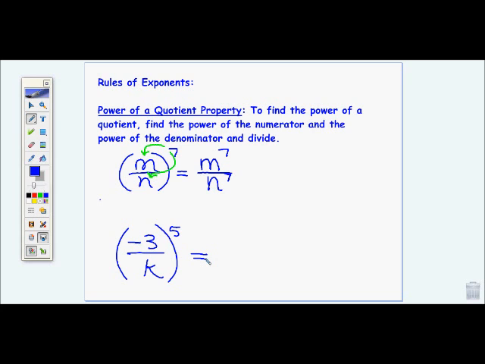We'll do that same thing in our next example. I would split up my terms, negative 3 to the fifth, and also k to the fifth. I have a numerical value though, so I can go ahead and simplify that. So negative 3 to the fifth, I can use my calculator. I know that because it's a negative and it's to an odd power, it's going to stay negative. And then 3 to the fifth would be 243. And then I cannot do anything to my variable expression, so it would be negative 243 over k to the fifth.